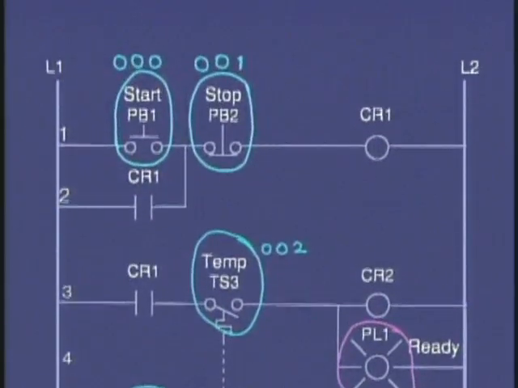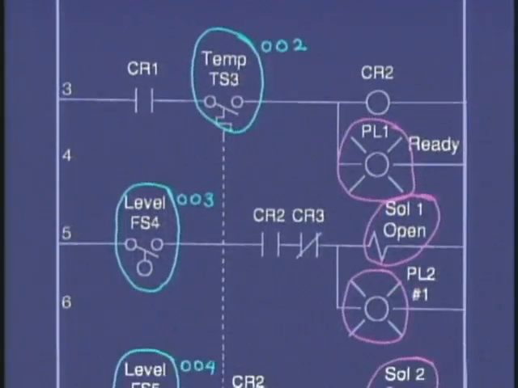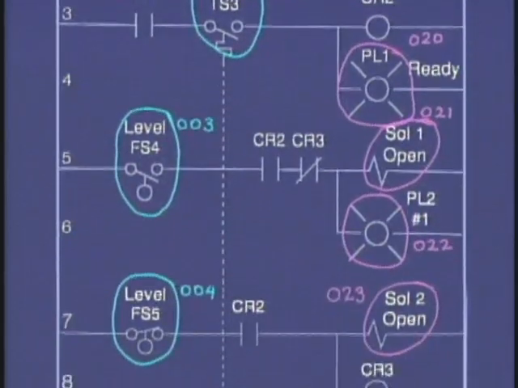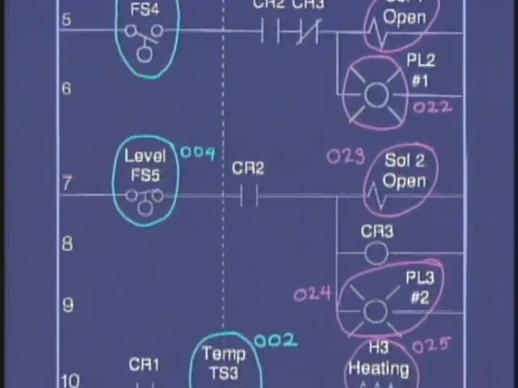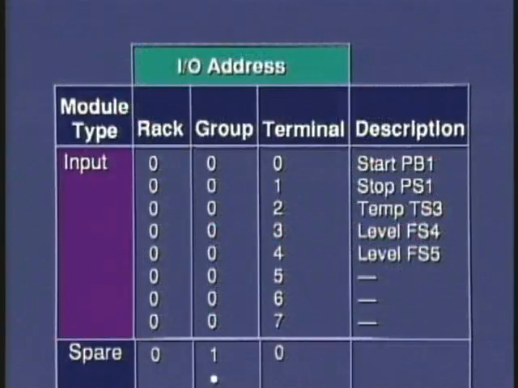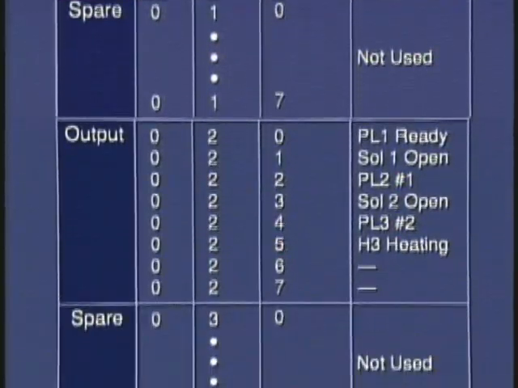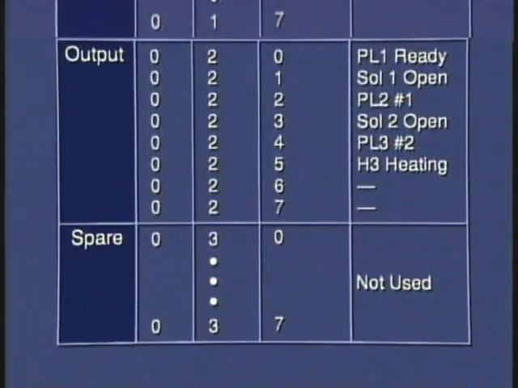We assign the outputs in the same manner. The first output we find, we assign to it the first available output address 020 and so on until we cover the last real output. As you can see, the assignment is not difficult as long as you know which I/O will have which I/O address. As a matter of fact, this type of tabulation of I/O address assignment can be kept as part of your system documentation for future reference.